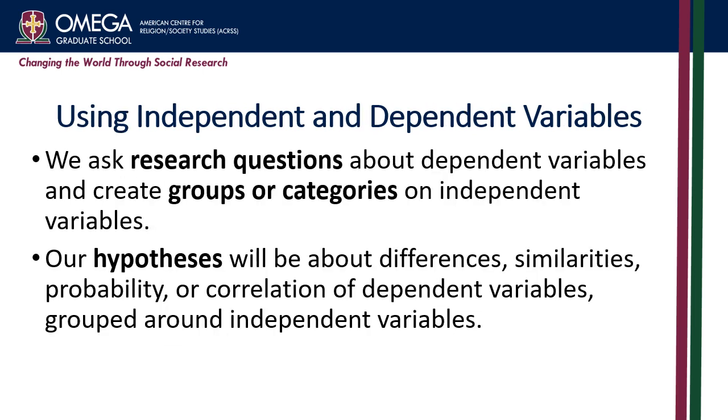Using independent and dependent variables, we ask research questions about dependent variables and create groups or categories on independent variables. Our hypotheses will be about differences, similarities, probability, or correlation of dependent variables grouped around independent variables. So is there a difference between male and female? Is there a difference between racial categories? Is there a difference between denominational affiliation? Is there a difference between geographic location around the dependent variables that we're trying to measure?